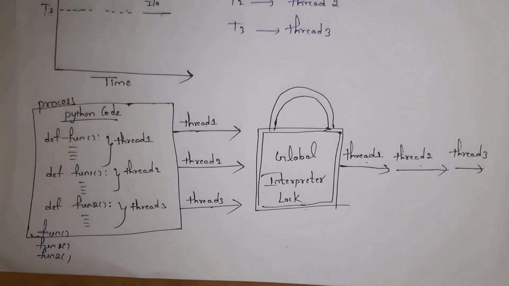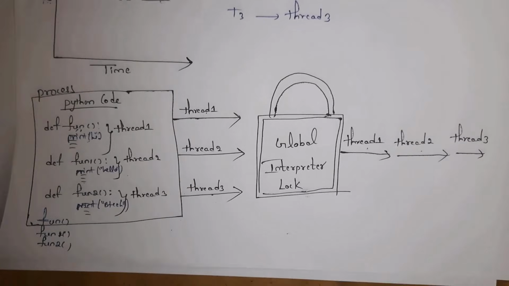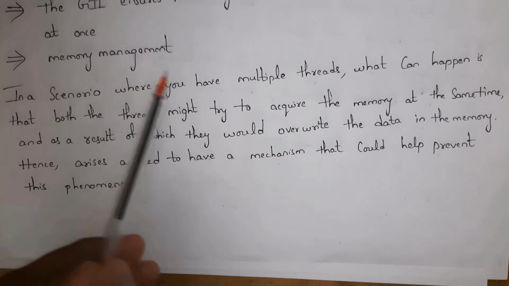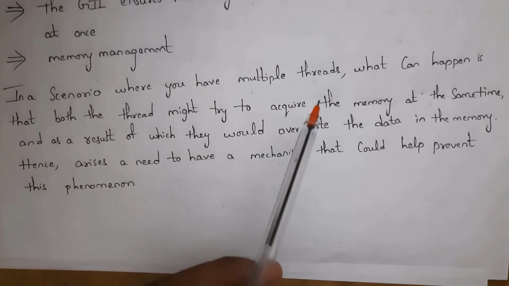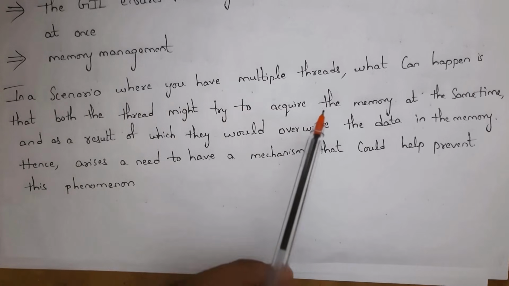What if there is no global interpreter lock in Python? If there is no global interpreter lock in Python, then all these three threads will be executed at a time. All these three threads will occupy the same memory. In a scenario where you have multiple threads, what can happen is that both the threads might try to acquire the memory at the same time.